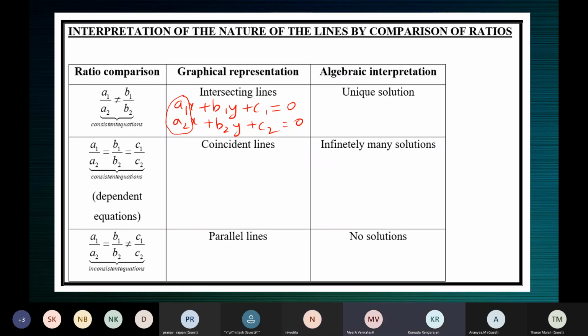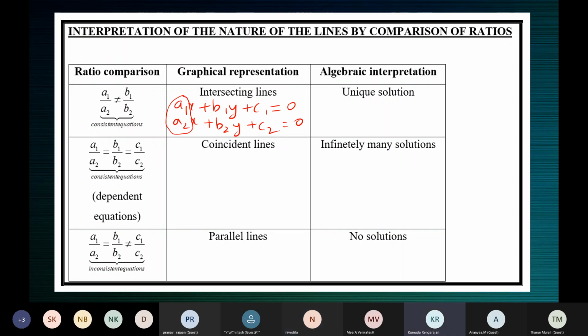Coefficient of y in first equation. B2? Coefficient of y in second equation. Very good. And what about C1 and C2? C1 is the constant in the first equation, ma'am, and C2 is the constant in the second equation.